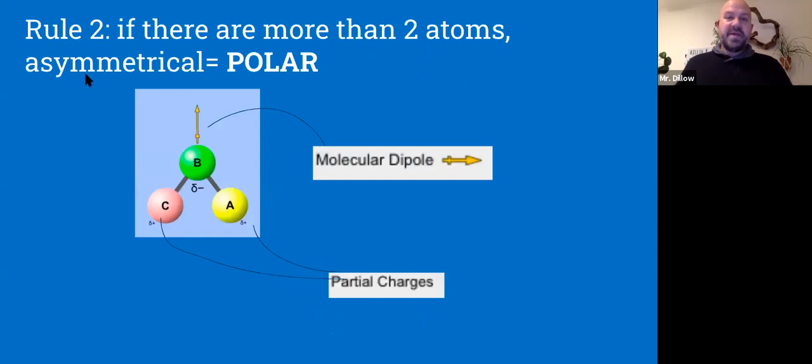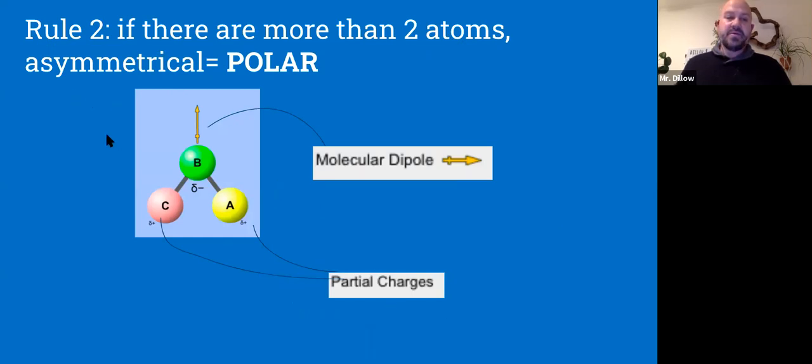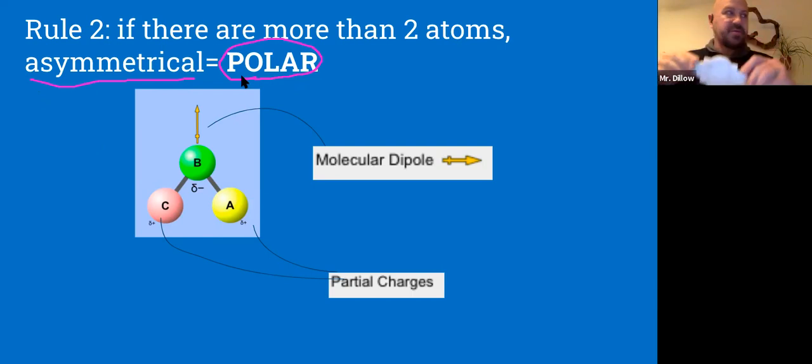Now, going back to what I was just saying, what if you have more than two atoms? Well, you have to ask yourself, is it asymmetrical or symmetrical? If it's asymmetrical, then it's going to be polar. What do I mean by asymmetrical? Well, symmetrical means the same on all sides. Symmetry, right? Like your face has symmetry because one side is the same as the other side, right? Unless you're Two-Face.